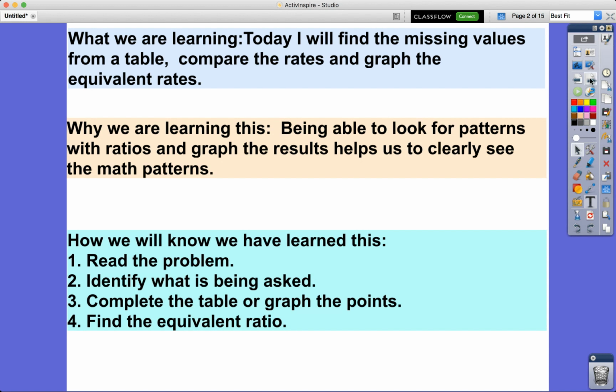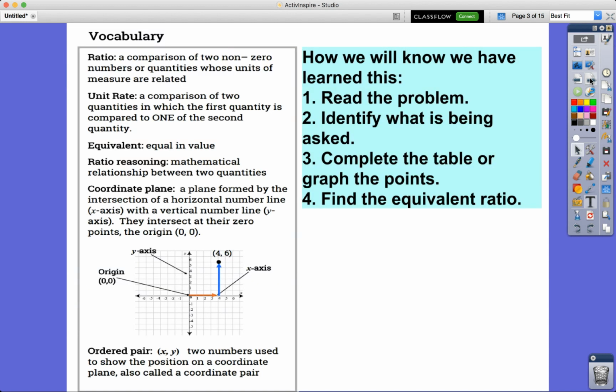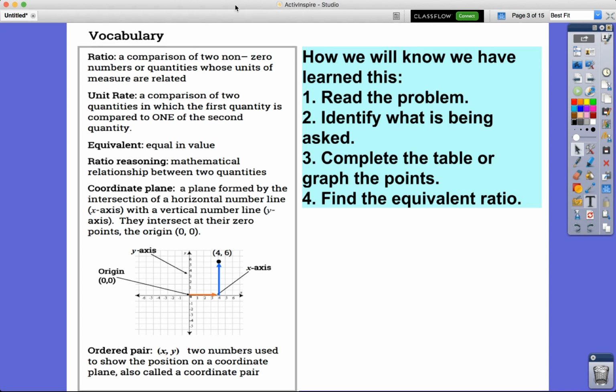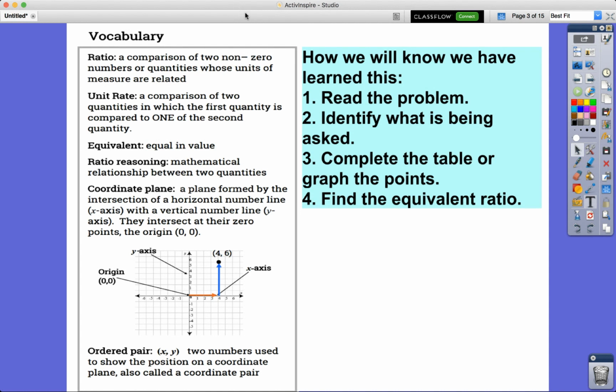So let's take a look at vocabulary that you're going to be using. There is not going to be a problem of the day for today. I want to make sure that you have enough time to get through the graphing and setting up your graphs. So we'll not work on problem of the day, and we'll go back to that on Tuesday.